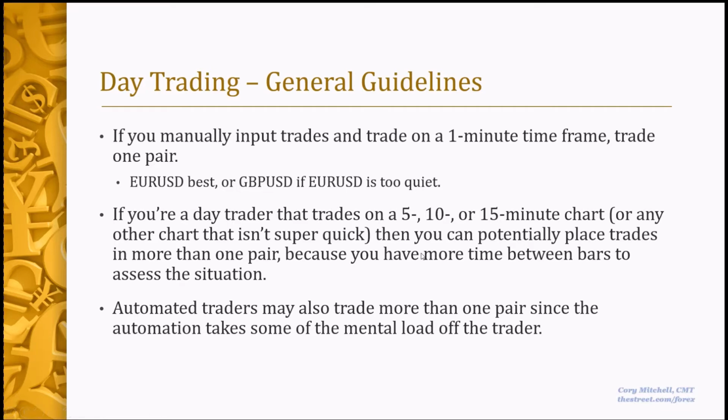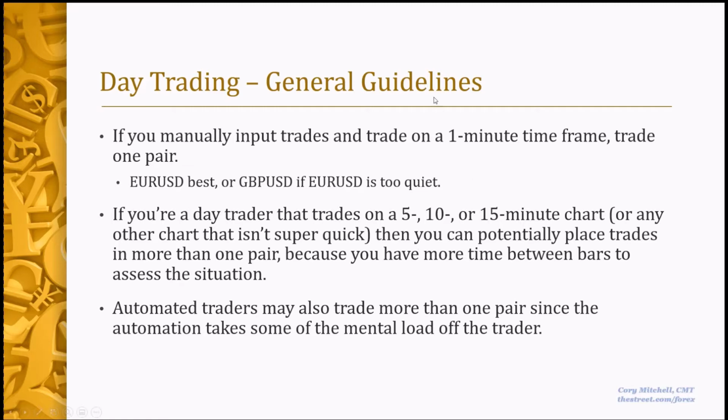Automated traders may also trade more than one pair since the automation takes some of the mental load off the trader. I don't want to say you don't have to be as focused, because you still want to be monitoring your systems, but because the strategy is automated, or you're using a robot to maybe execute some of the trades, or an EA as it's called in MetaTrader, then some of what you have to do is taken care of, so you do have some more time to potentially trade some pairs.